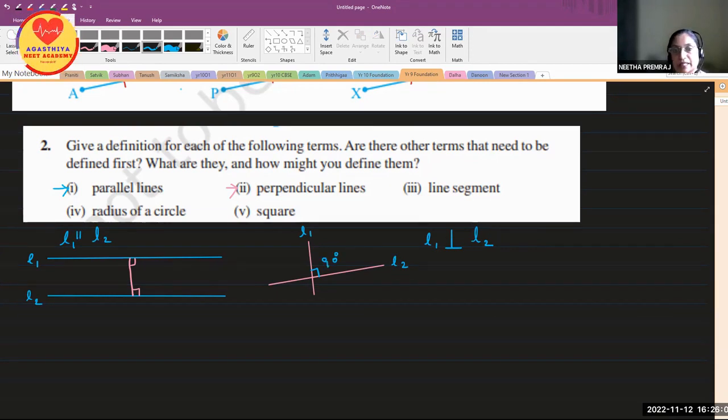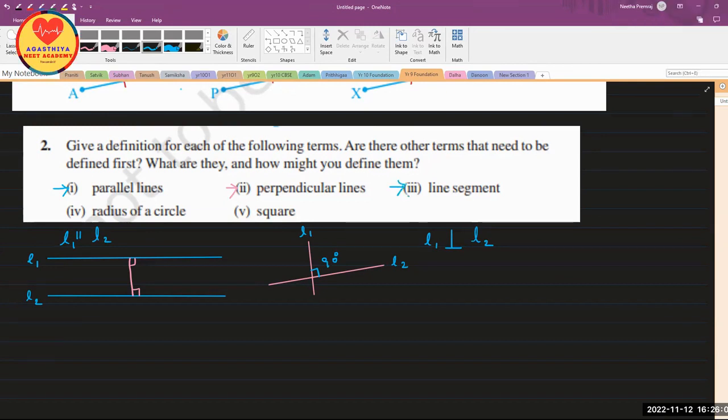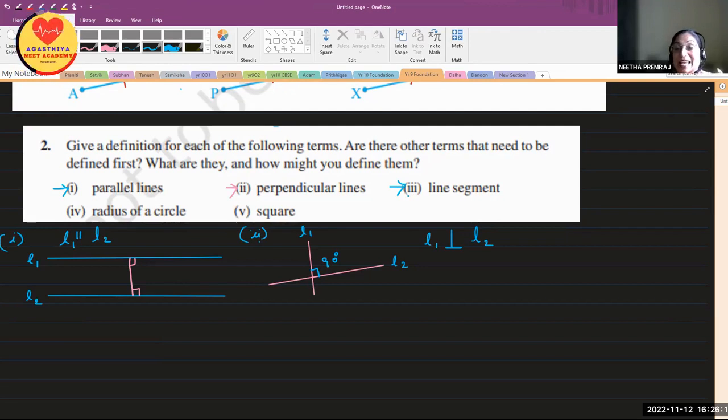Okay. Yes, Seshatri, what is a line segment? Ma'am, a line that is terminated at both ends is called a line segment. A line has end points, isn't it? If A is an end point of the given line and B is another end point, then AB is called a line segment. Okay, that's it.